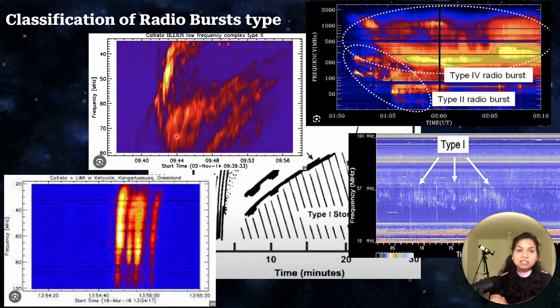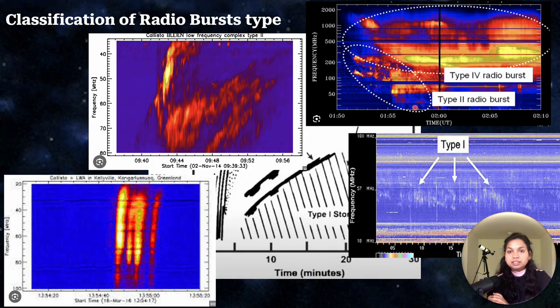In the second image, you can see the drift of brightening, and these are the signatures of CMEs, which show that the CME is propagating from the higher-density lower atmosphere of the sun to greater heights with some speed.